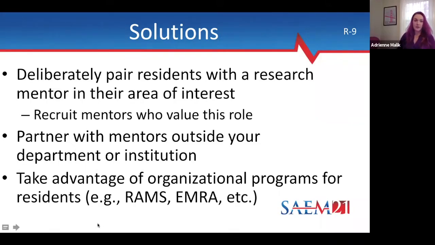It's also helpful to collaborate with other projects outside your institution. So take advantage of organizations that are available for residents like RAMS and EMRA, because there are some programs through there that will help match residents with mentors that are available to them.